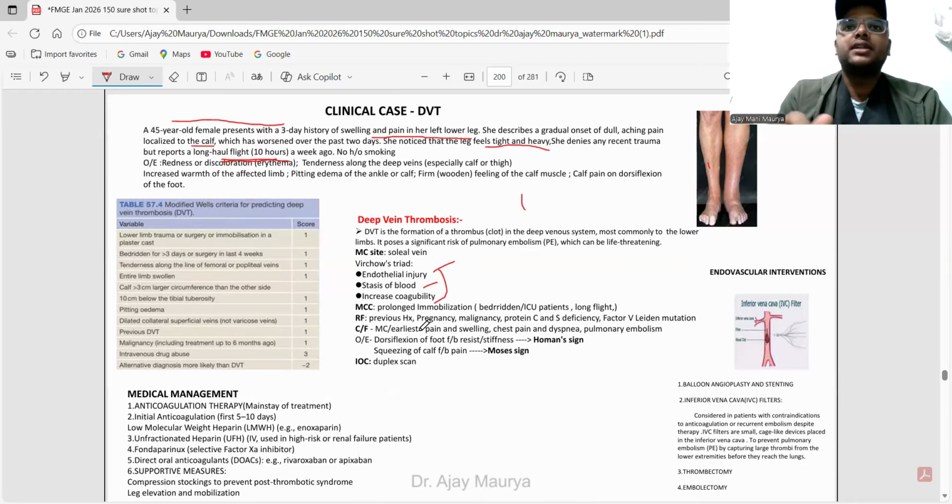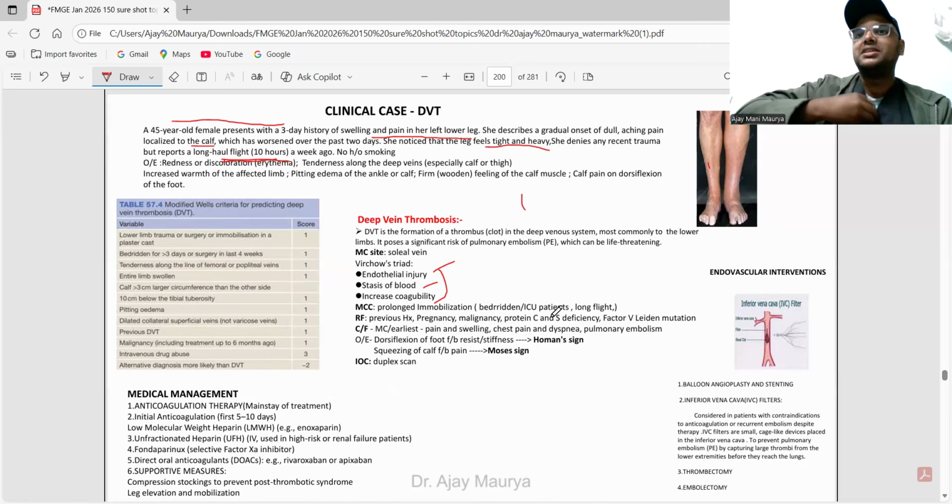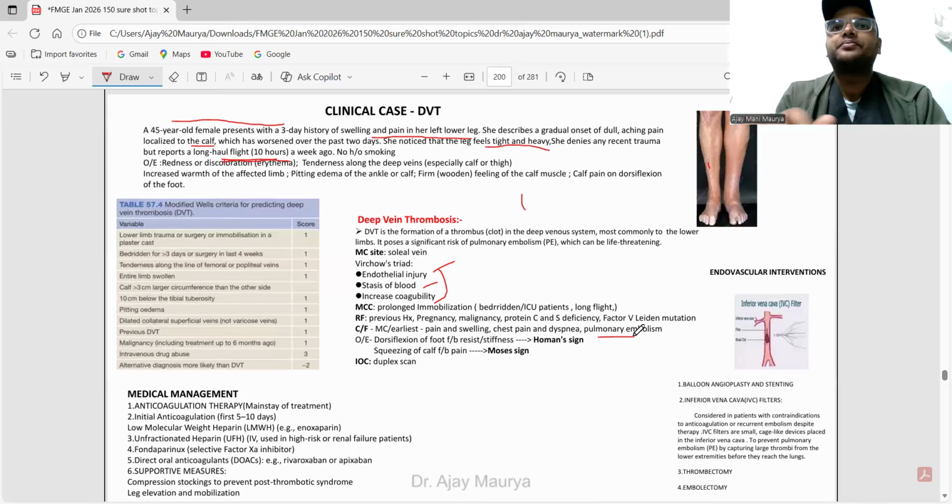Features are early pain and swelling, chest pain and dyspnea, because that thrombus, that clot, can easily travel to the pulmonary artery. So it can lead to pulmonary embolism.